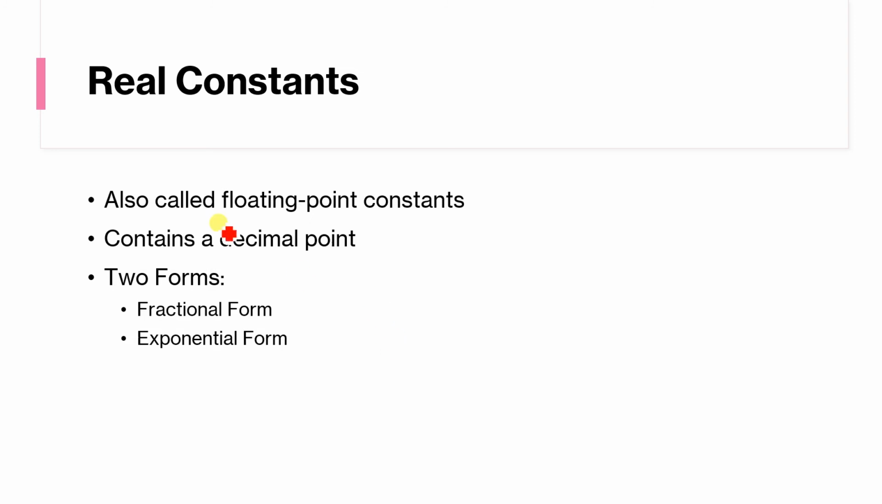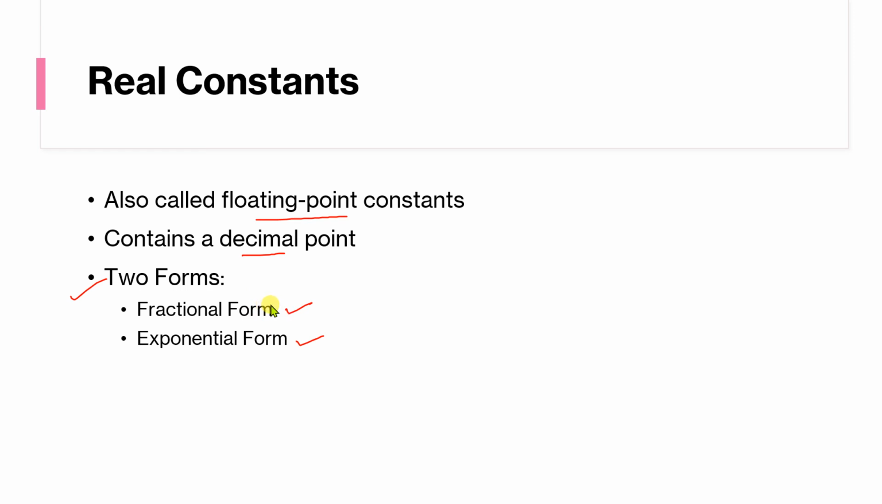Now the next part is the real constant. So what is a real constant? Real constants are nothing but floating point numbers, or floating point constants. Obviously, whenever we are writing a floating point number, we specify a decimal point. These numbers generally contain a decimal point, but it is not mandatory, because there are two forms to represent a real constant. One form is called the fractional form and the second is called the exponential form. So let's discuss them one by one.